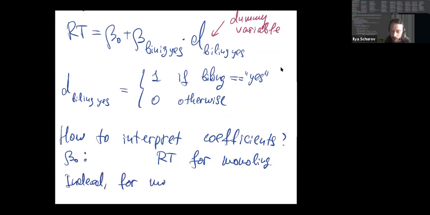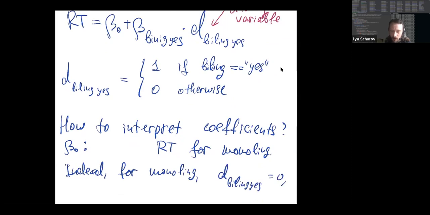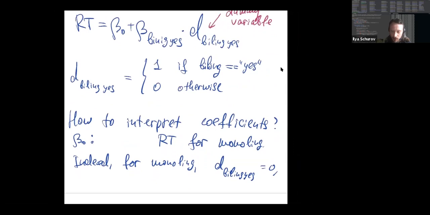For monolinguals, D bilingual yes equals zero, and therefore RT equals beta naught plus beta bilingual times zero, and so this is just beta naught. That is correct.